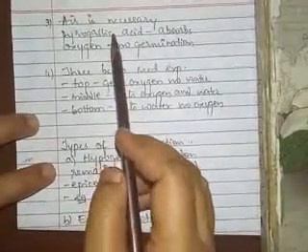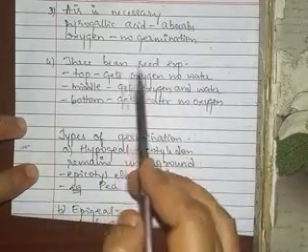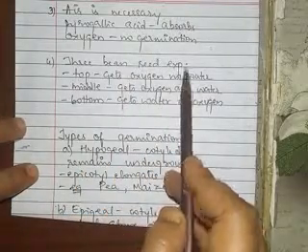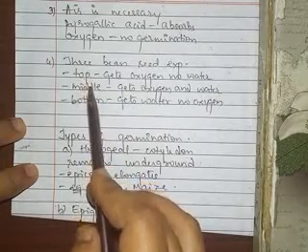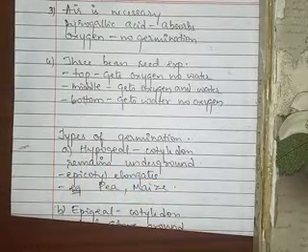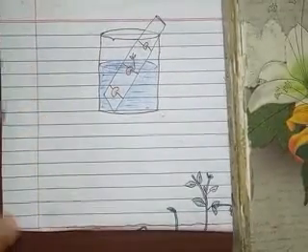The next experiment is the 3 bean seed experiment. Here we will be taking 3 bean seeds placed at 3 different positions: top, middle and bottom. I'll show you the diagram so that you understand what I am talking about. So this is the 3 bean seed experimental setup.